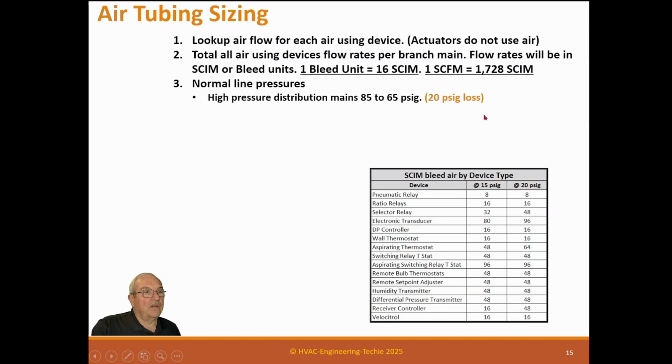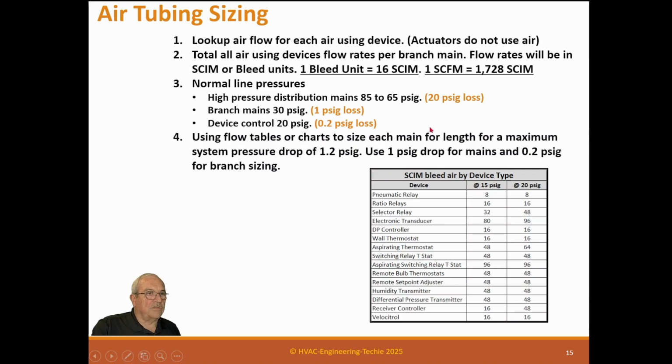Normal line pressure, high pressure distribution mains, 85 to 65 psi. 20 psi loss is okay for that. Branch mains, 30 psi. You want to use a 1 psi loss. Device control at 20 psi, you want to use a 0.2 psi loss, because you don't want more than 1.2 psi loss from the branch down to the device. This main at high pressure, you can run clear to 125. You can use a 20 psi loss, because you can run 125 psi and still have 80 psi out. This is pretty high. I don't normally use that, but you can use that high.